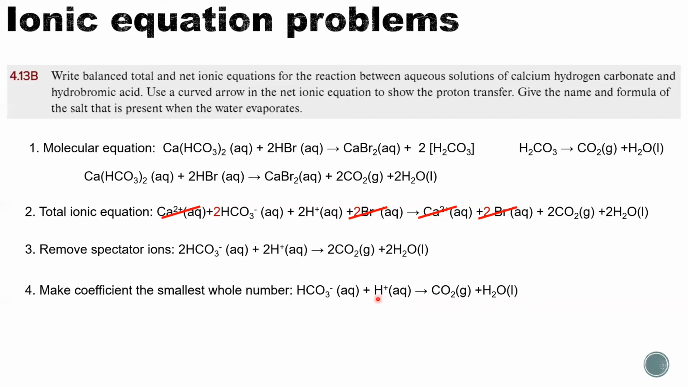If we want to use a curved arrow to show the proton transfer, it's from the acid to the base. And imagine if we evaporate all the solvent, what is left over? Going back to the molecular equation, what is left over is a salt. So this is calcium bromide.